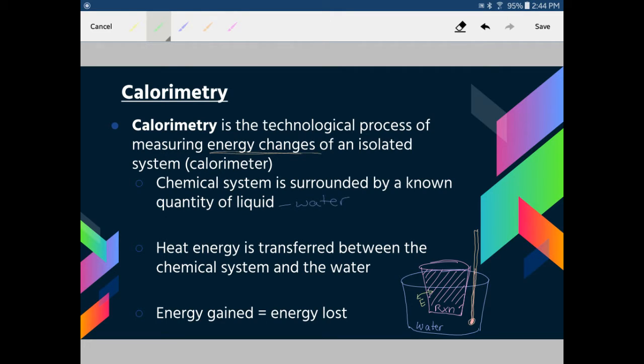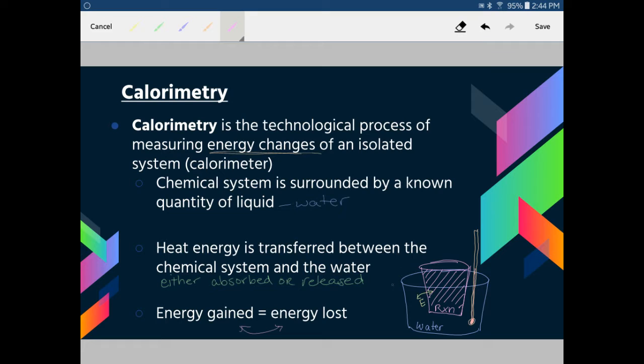Now, when we talk about this heat energy being transferred, this heat energy can either be absorbed or released. Now any energy gained is equal to any energy lost, and that's vice versa too. We can go either way when we're looking at this. We can say any energy lost is equal to the energy gained.